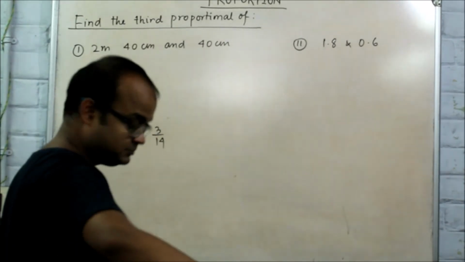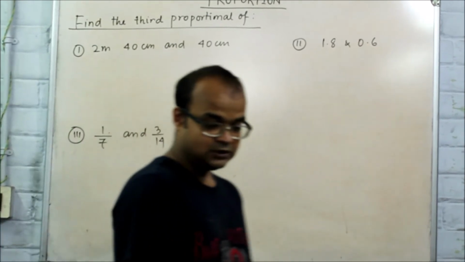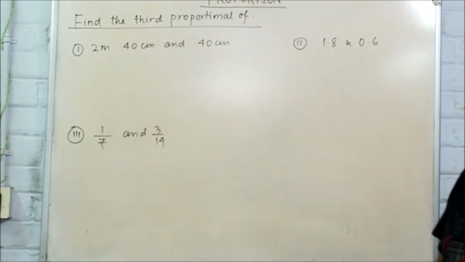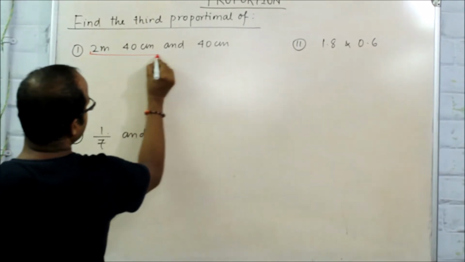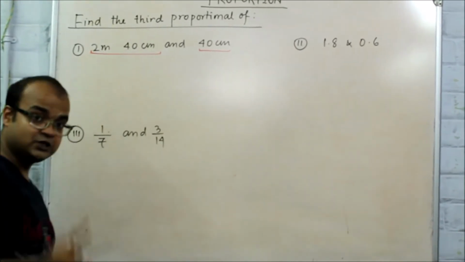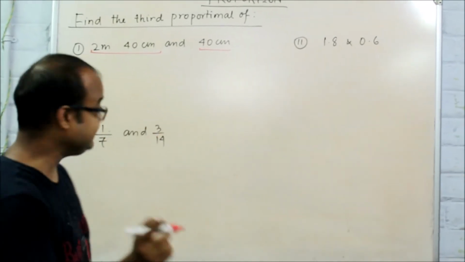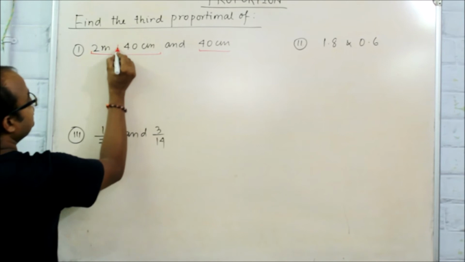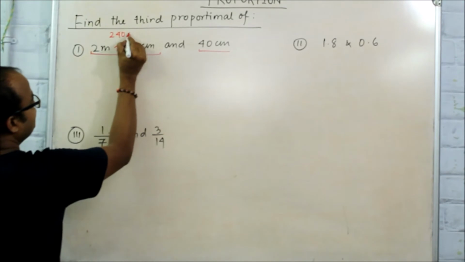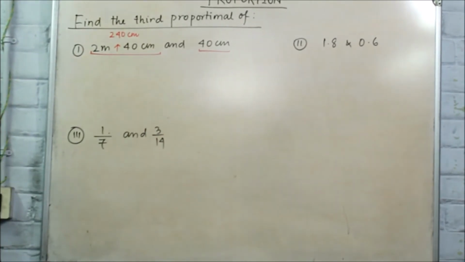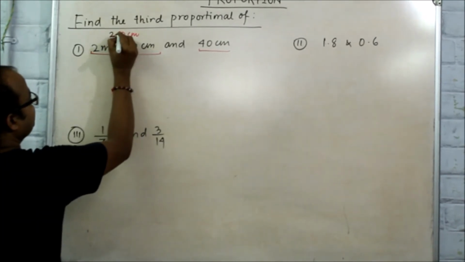Let us discuss our next problem. Find the third proportional of 2 meter 40 centimeter, 40 centimeter. So first thing, when you learn about the ratio, it should be of unit of same kind. So convert this 2 meter 40 centimeter as centimeter. So it will be equal to 240 centimeter.